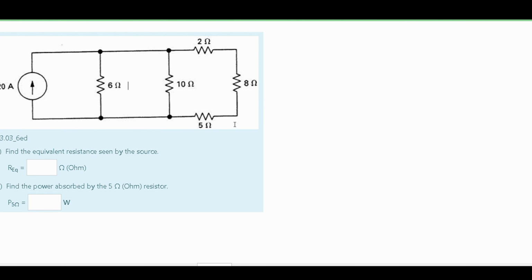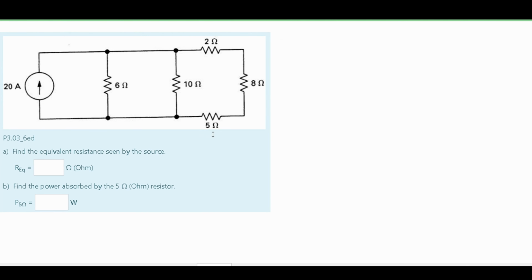In this problem, we are given a fairly complex circuit diagram. We are asked to find the equivalent resistance seen by the source and the power absorbed by the 5 ohm resistor. First, we're going to look at the equivalent resistance.